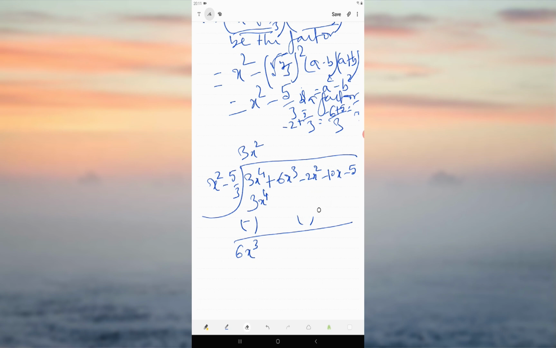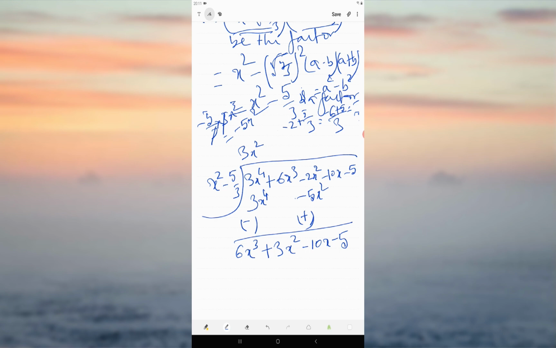So it should be, see, we have minus 5 by 3 into 3x square. So 3 cancels, it is minus 5x square. So we did some mistake, and this is minus 5x square. Okay, so this becomes plus, so minus 2 plus 5. Minus 2 plus 5 is plus 3. So 3x square and then minus 10x minus 5.